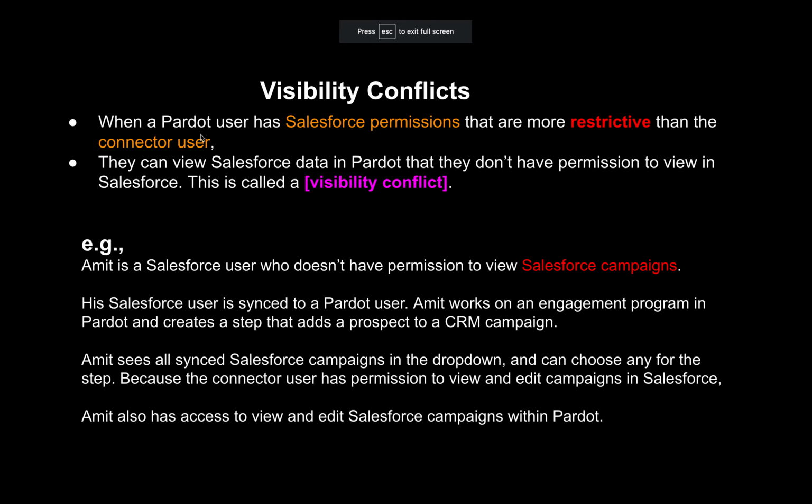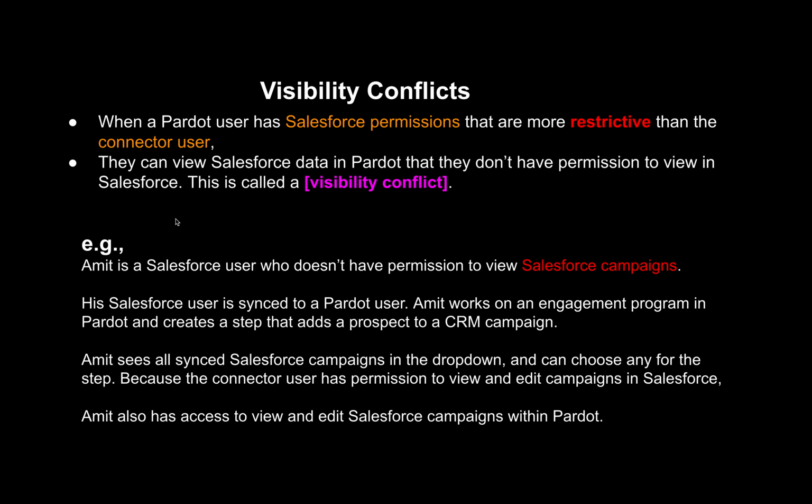So when a Pardot user has Salesforce permissions that are more restrictive than the connector user, then the Pardot user can view Salesforce data, because data is syncing with Pardot, but they don't have permission to view it in Salesforce. See, the same user can view those data in Pardot, but not in Salesforce. So this is called a visibility conflict. Please note that I said they can view data, they cannot alter or change those data.